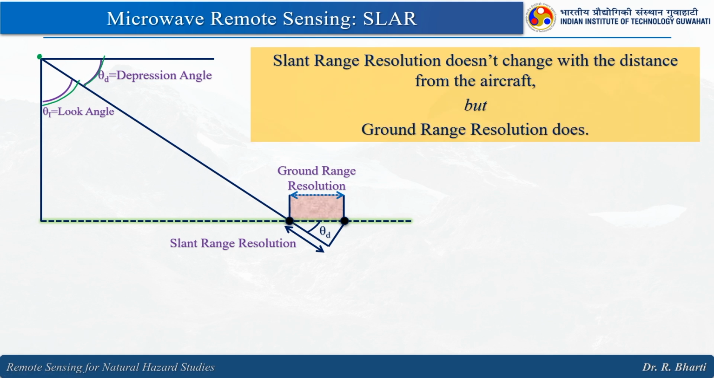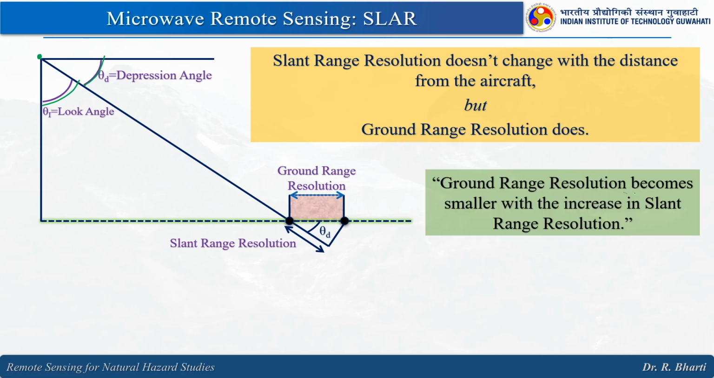So, the slant range resolution does not change with the distance from the aircraft, but the ground range resolution does. Slant range resolution does not matter what is the distance between the target and the aircraft, but the ground range resolution will change, right. I hope this is clear. Ground range resolution becomes smaller with the increase in slant range.